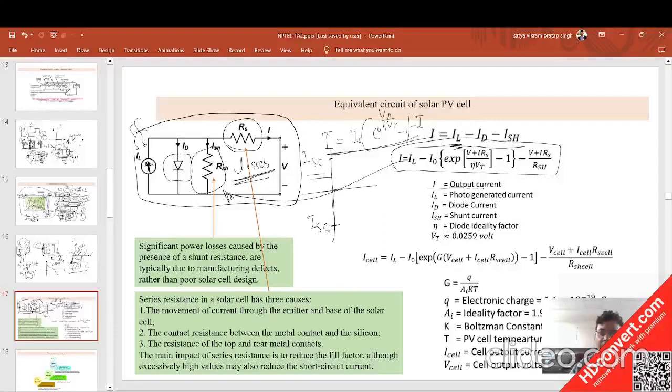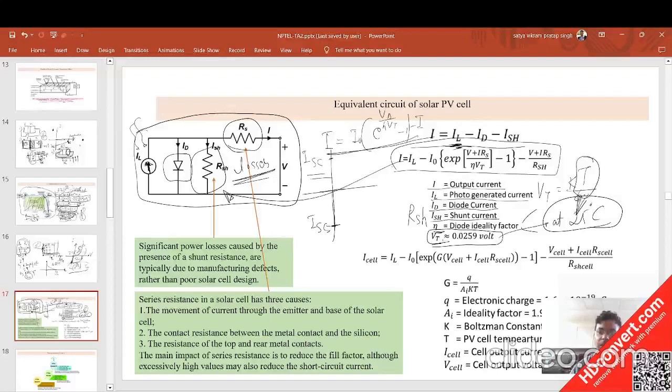I depicts the output current, IL is the photo generated current, because it is similar to the PN junction diode. ID is the diode current, similar to the PN junction diode. ISH is the shunt current which is going into RSH, and η is the diode ideality factor, that is 1 for silicon and 2 for germanium. And Vt is 0.059 at 25 degrees Celsius. It is variable, because Vt is kT by q, and it depends upon the temperature and q itself. What is q? q is the electronic charge.